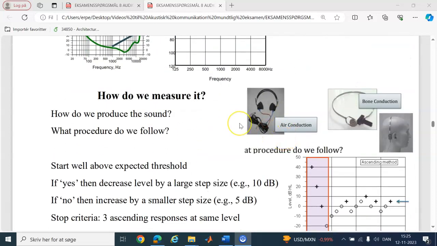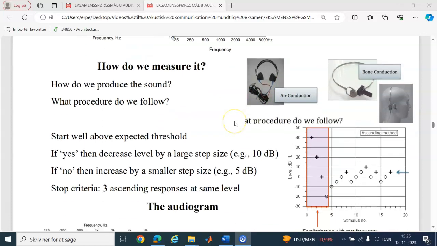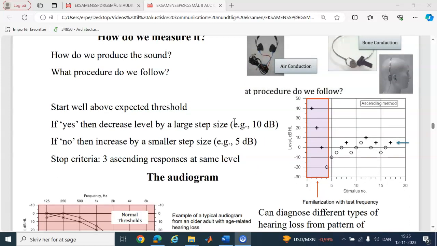How do we measure it? How do we produce a sound? What procedure do we follow? You start well above the expected threshold. If yes, then decrease the level by a large step, for instance 10 dB. If no, then increase by a smaller step, for instance 5 dB. Stop after counting responses at the same level. This is the so-called ascending method.